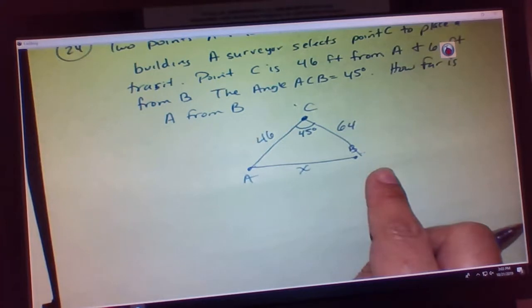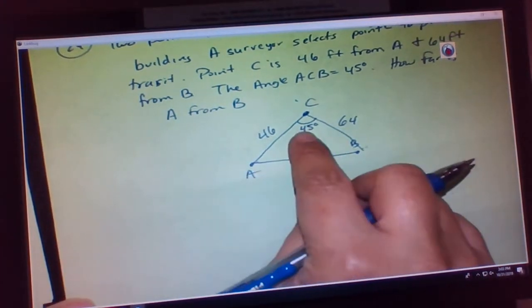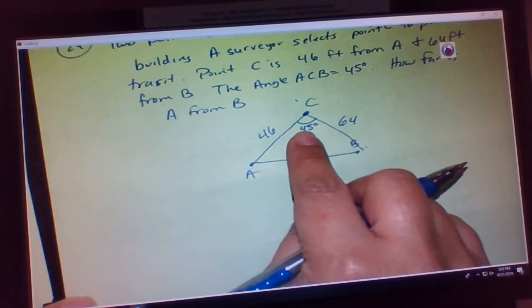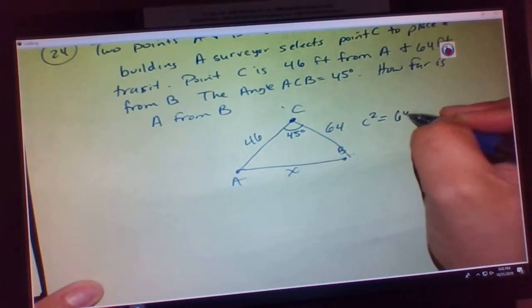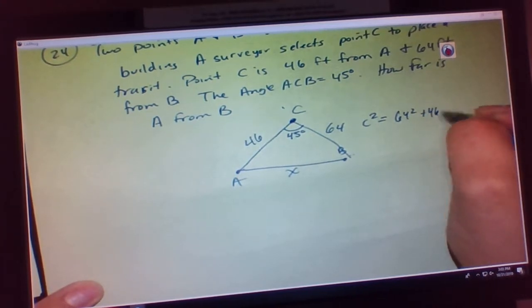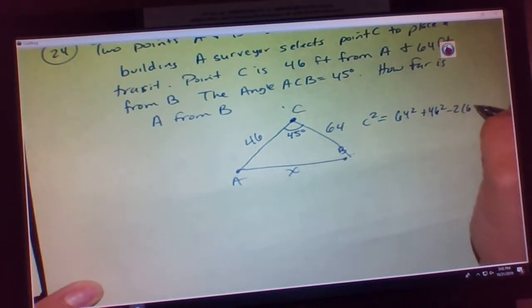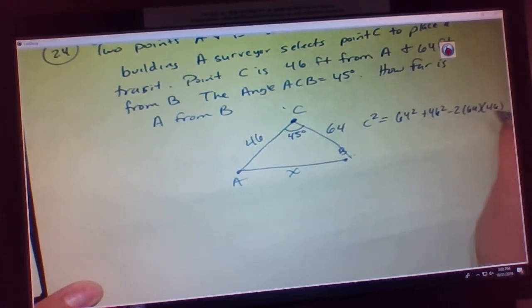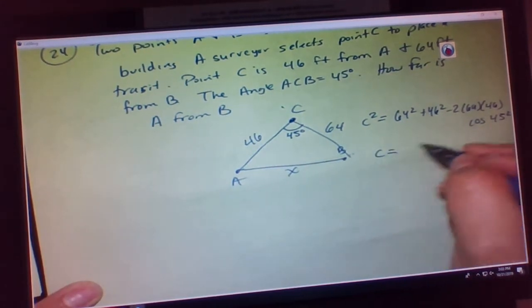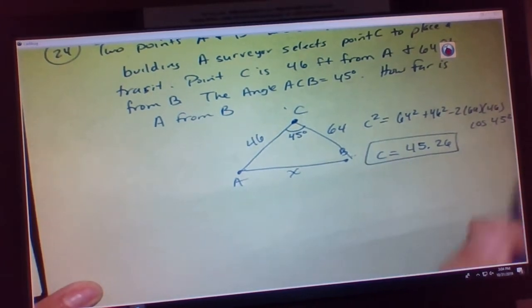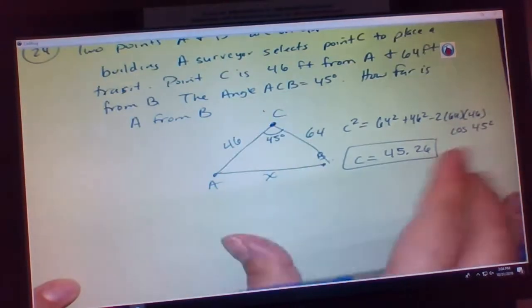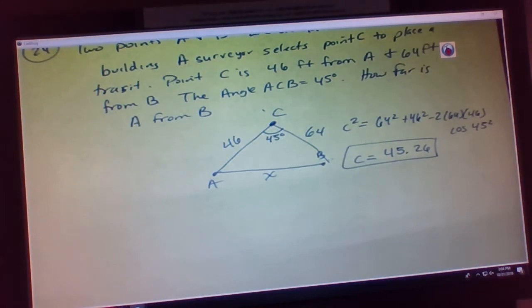So when you're looking just for a side and they give you the angle, I could use the law of cosines. So this is going to be C squared equals 64 squared plus 46 squared minus 2 times 64 times 46 cosine of the 45 degrees. And I will get that C is 45.26. So you're going to get a problem similar to this one. Hopefully you can figure out that you have to use cosine. So this here is your review for your test.